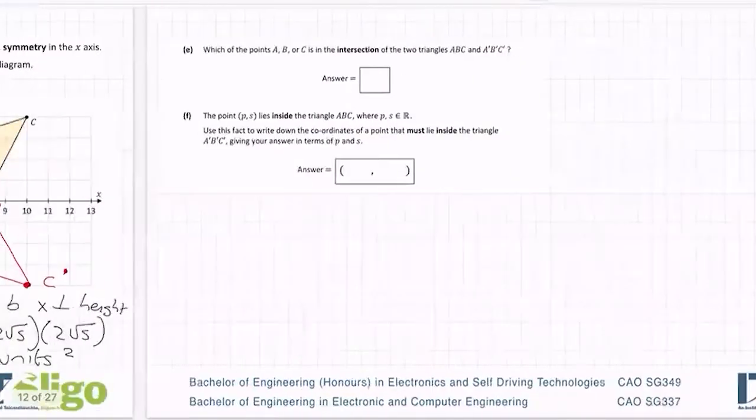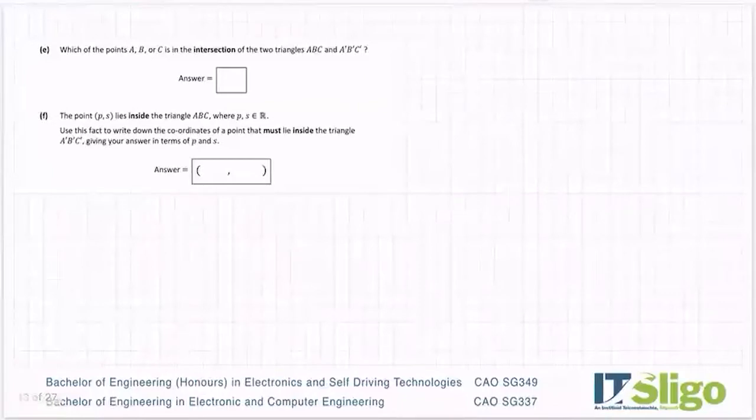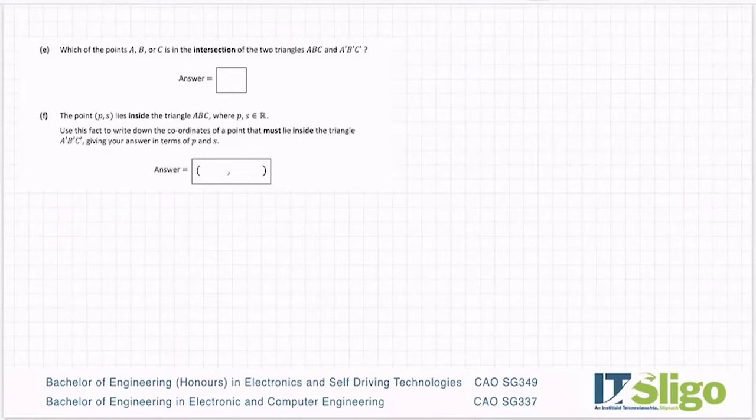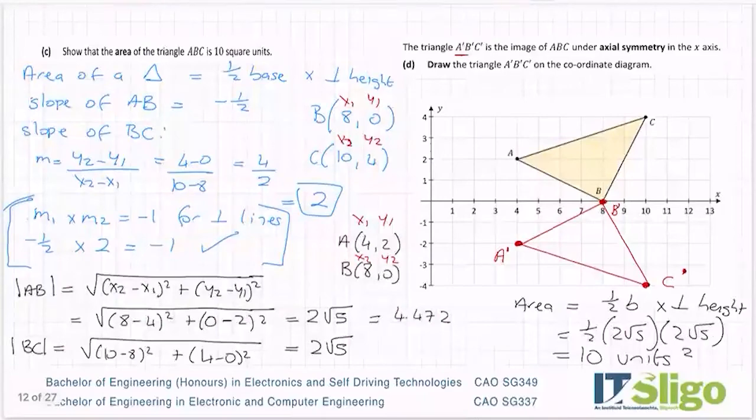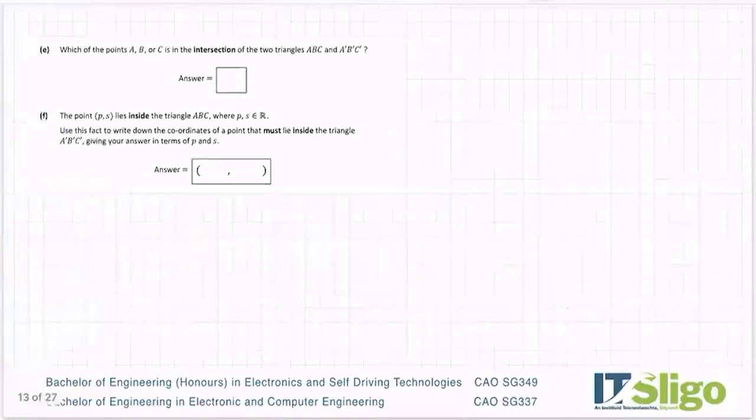Okay, now the next one. Which of the points A, B, or C is the intersection of the two triangles ABC and A dash, B dash, C dash? Well, where do they intersect? They intersect here at B. Okay, so that was okay.